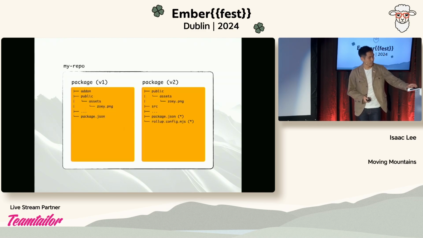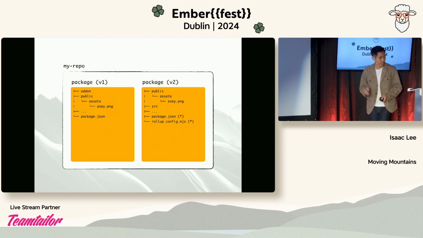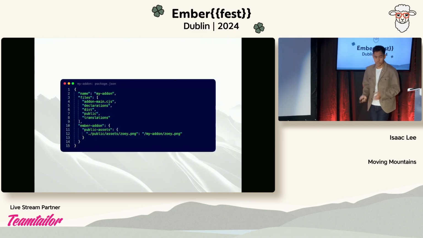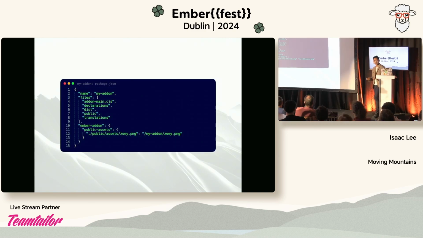And number 4, add-ons can provide static assets like images and icons. Just like in V1 add-ons, we can create the folder public assets and refer to an asset by writing a URL that is namespaced. So for example, line 7 here shows that the namespace can be the package name, my add-on. Then, just like translations, we'll publish assets by listing the public folder in the files field.